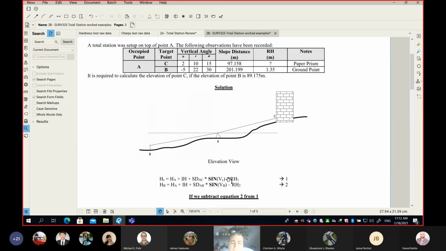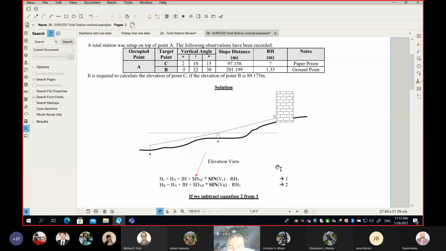Just to ensure that you guys understand, let me ask you, what in these equations are measured? For example, is the slope distance between A and C measured? And how much is it, if it's measured? From the table, I need some help, please. Very quickly, unmute yourself, say it, and then mute yourself again. I'm asking the slope distance between A and C. Is it measured and how much? Yes, it is. Between A and C, it's 97.158 meters. Thank you so much.